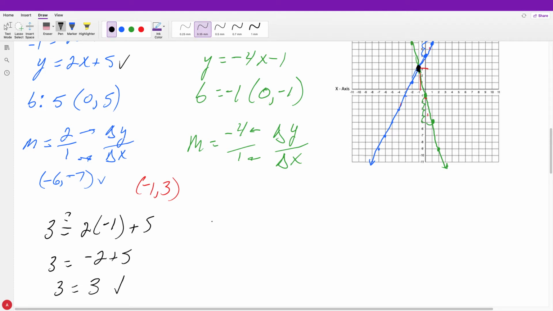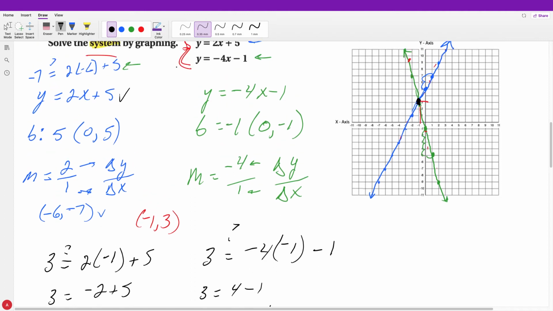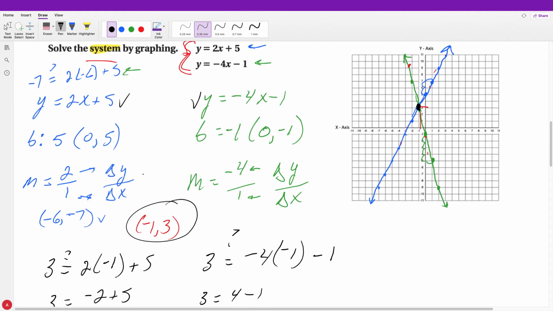And now let's plug it into the green one. Does 3 equal negative 4 times negative 1 minus 1? Does 3 equal 4 minus 1? And 3 equals 3 as well. So yes, it satisfies the green equation. So you see this ordered pair satisfied both of them at the same time and is the only one that can, because it's the only point where they intersect. Every other point will satisfy only one or the other. We can think about a system of equations as an "and" statement: it must satisfy both at the same time. All right, that is it for this first video.